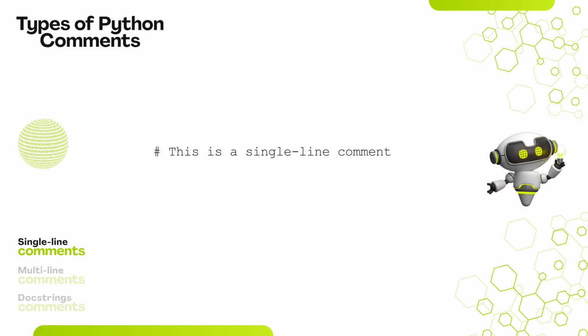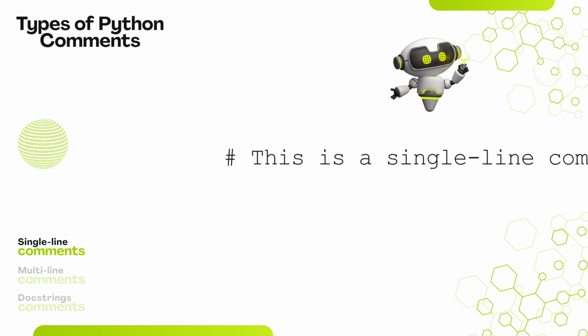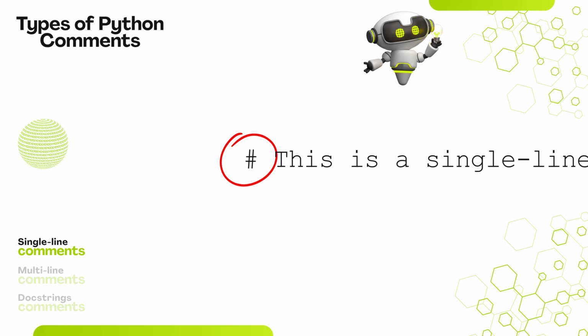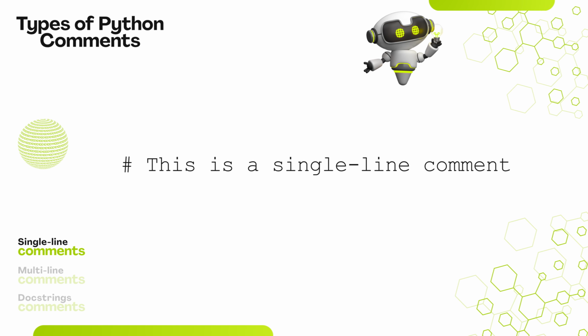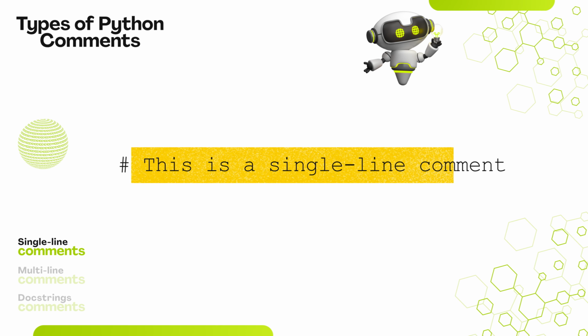Here is our first example. So what's happening here? The hash symbol, also called the pound sign, tells Python to ignore everything that comes after it on that same line. Python's interpreter literally skips over this text when running your program. It's as if this line doesn't exist to Python, but it exists for us humans reading the code.